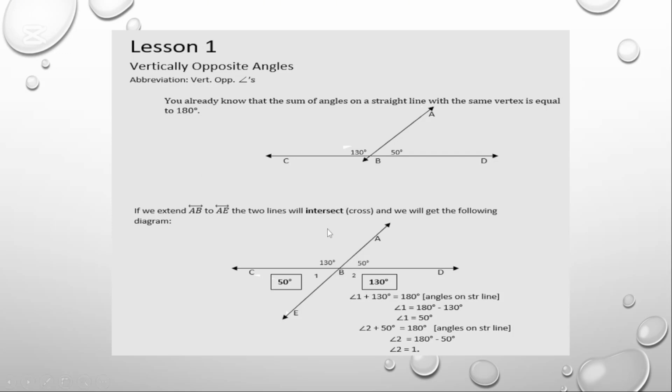Supplementary adjacent angles, these two, they still add up to 180. Next to each other with the same vertex on a straight line, add up to 180, but the vertically opposite angles are equal.